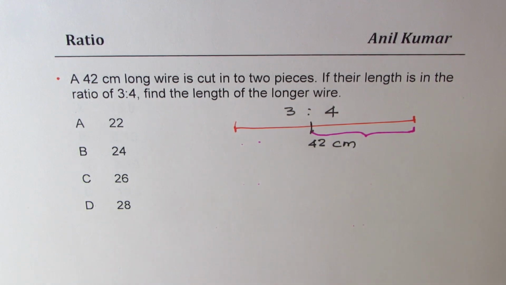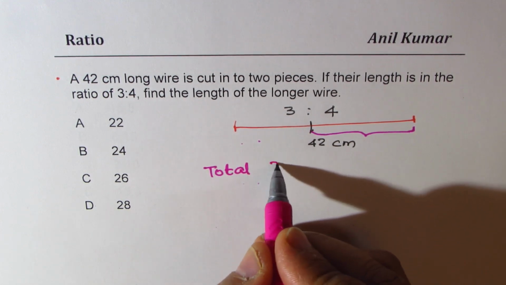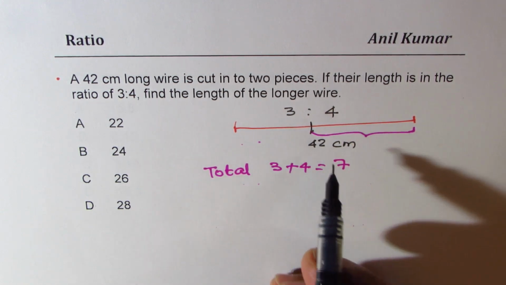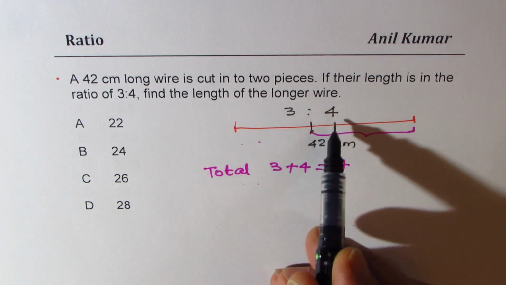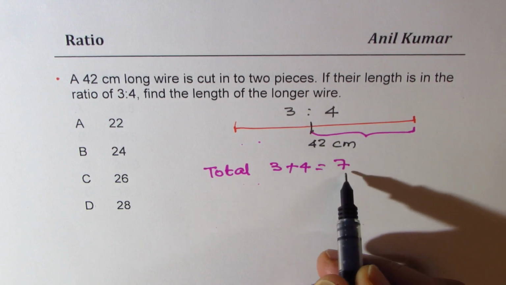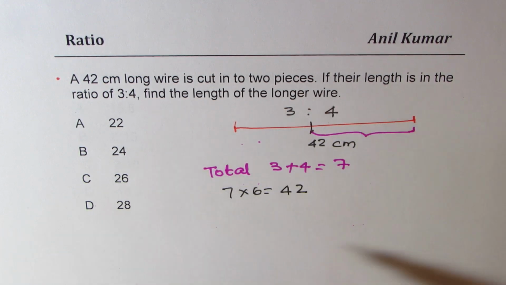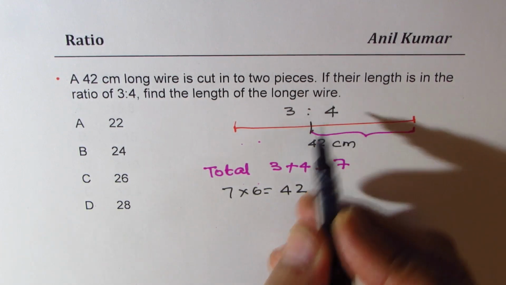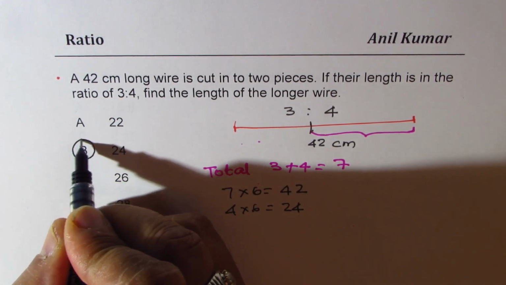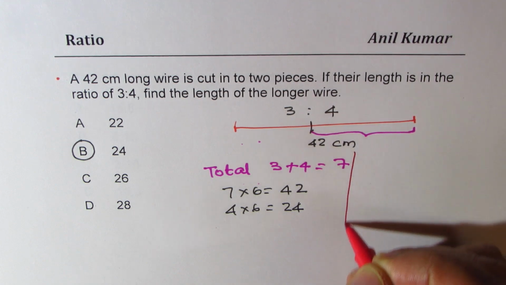Now in this case, what strategy should you use? Well, the total is a critical parameter here. So add 3 and 4, what you get is 7. So that means a multiple of 7 is the solution, right? So how do you get 42 from 7s? We know 7 times 6 is 42, right? So that gives you the answer. The bigger one here is 4, so we'll do 4 times 6 and we get 24 as our answer. Option B is the right option. Correct?